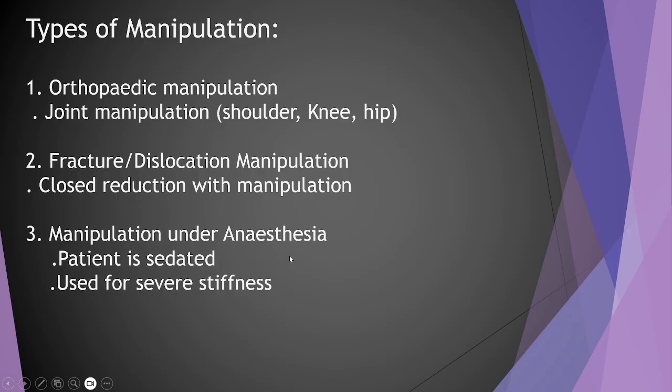So what are the types of manipulation? Basically, there are three types: orthopedic manipulation, fracture or dislocation manipulation, and manipulation under anesthesia. Orthopedic manipulation is joint manipulation, like the shoulder, knee, and hip. Fracture and dislocation manipulation is closed reduction with manipulation.